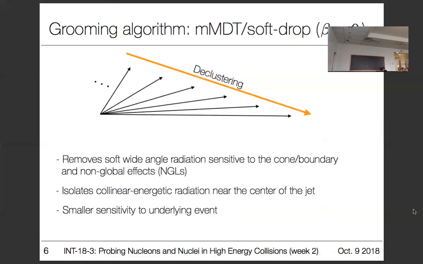Now, effectively, what that gives us is it removes the soft wide-angle radiation, and you have only the energetic core of the jet, and that means that you're insensitive to boundary conditions and therefore non-global logs, which there was a discussion of in the previous talk. Also, if it's relevant to the experiment, it will mitigate the effects of underlying event, which becomes important in radiation close to the boundary.